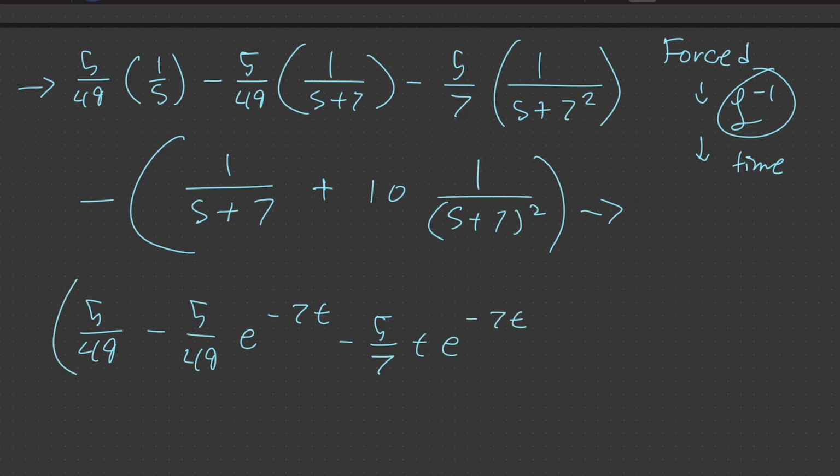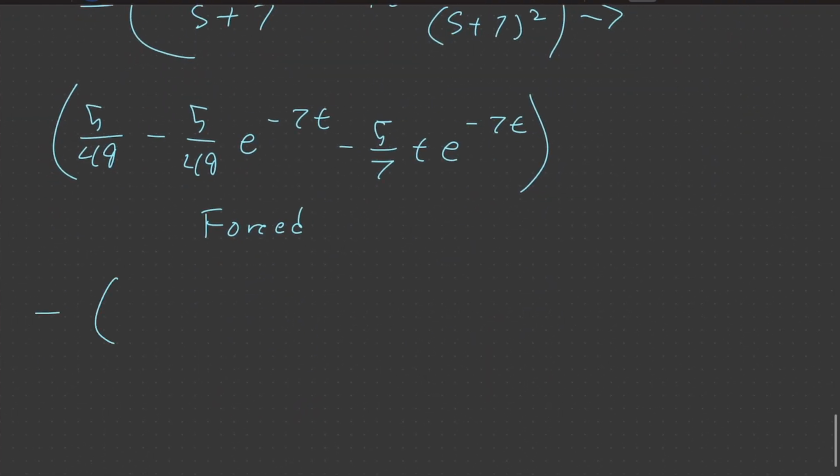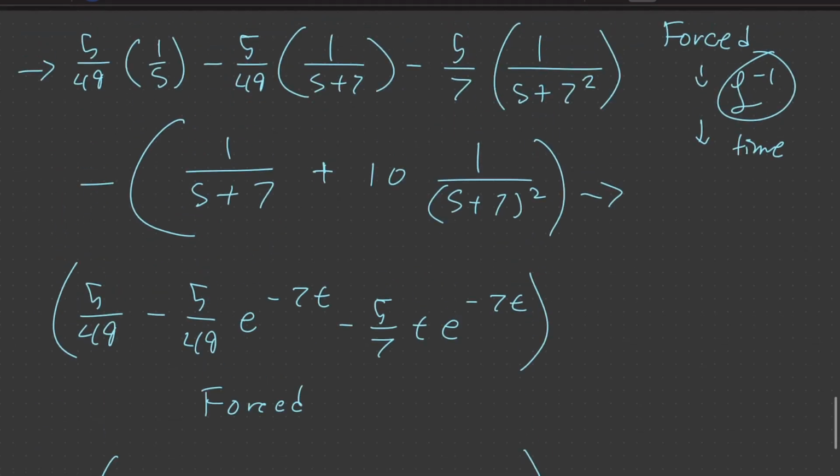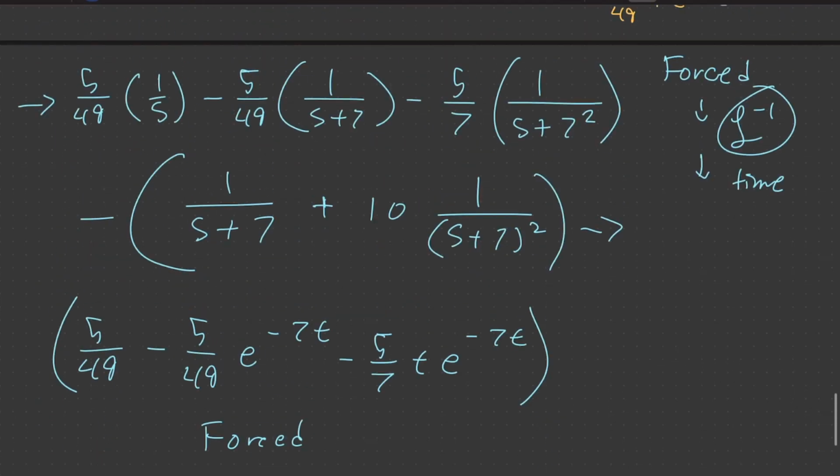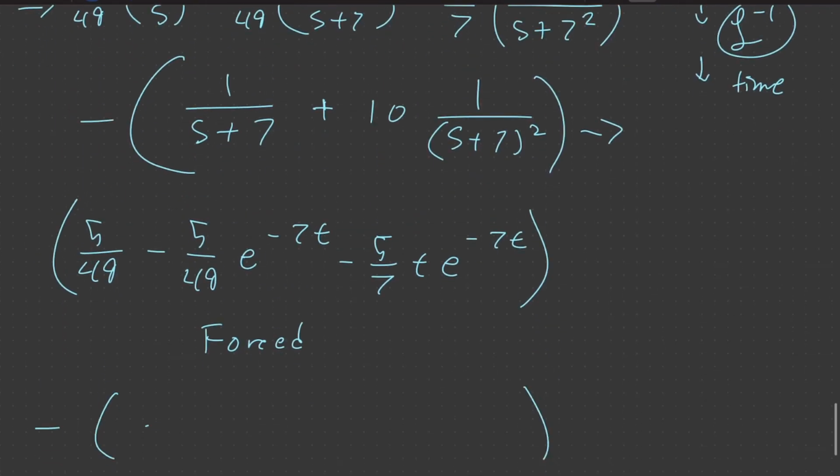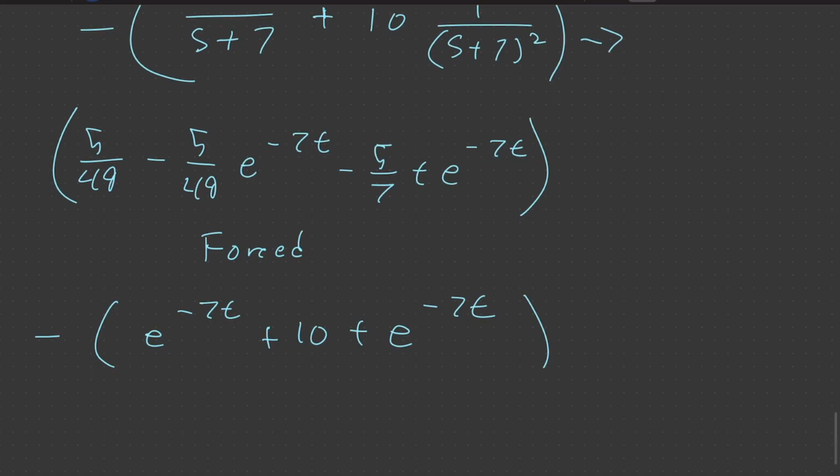Okay, and this will be the forced response. Look at that, we answered a part of our question. Next is going to be the free response. So the free response, we should know the form for this one, e to the negative 7t. That one's not too bad, and then plus 10 t e to the negative 7t. All right, and this is going to be the free response down here.